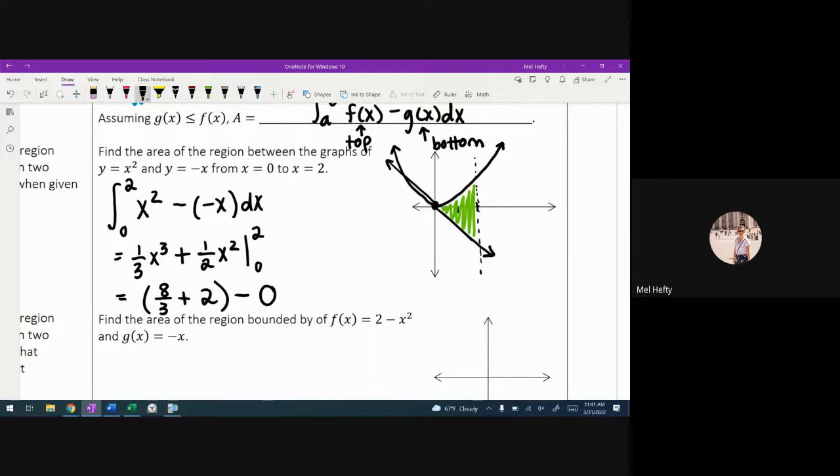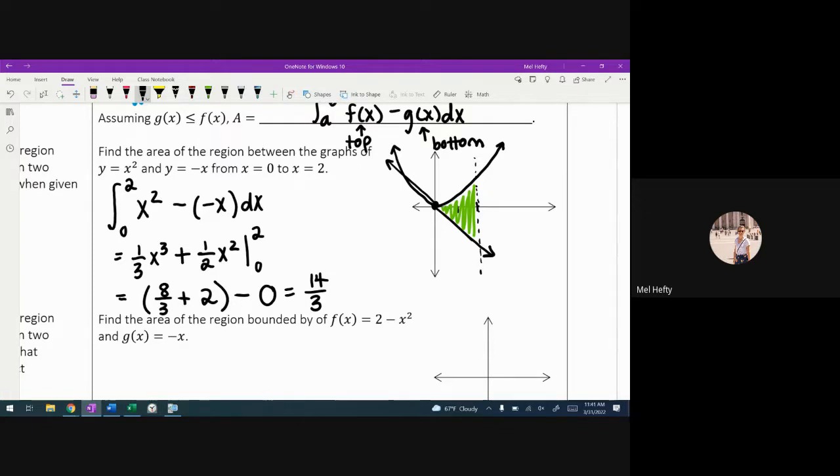How many thirds are in 2? 6. 6 plus 8 is 14/3. All right. Do you guys agree with 14/3? Our fractions are a little rusty.